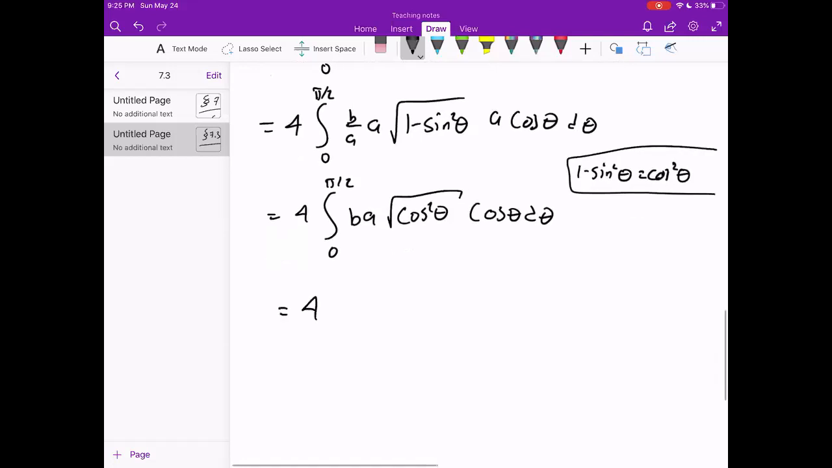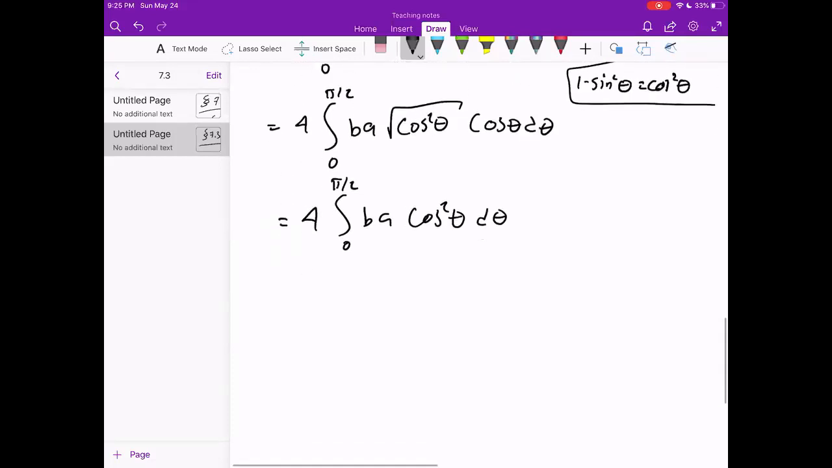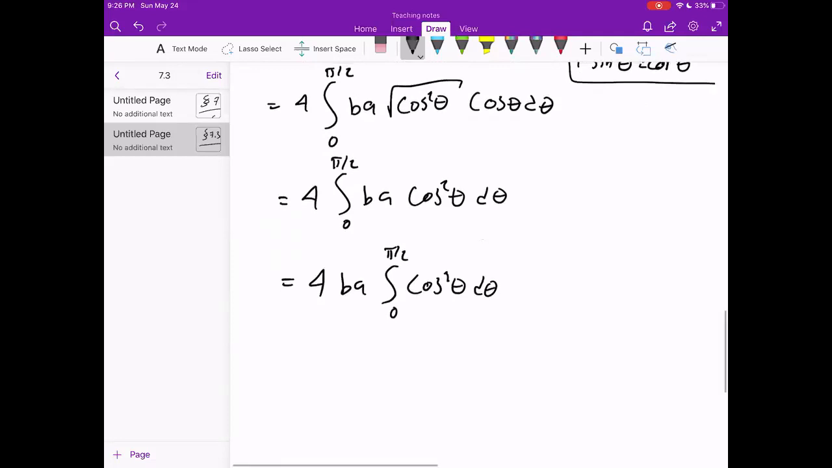So just keep going. 4 times the integral from 0 to pi over 2, ba, square root of cosine squared theta is going to be cosine theta. I have 2 of those, so I'm going to get cosine squared theta here, d theta. b and a are constants. They are determined by the ellipse. This is 4ba, the integral from 0 to pi over 2, cosine squared theta d theta. And now we have to do this integral. This was one of our integrals from the trig integral section, I think the first section of 7.1. You have to remember how to do this one. This is a really important one.